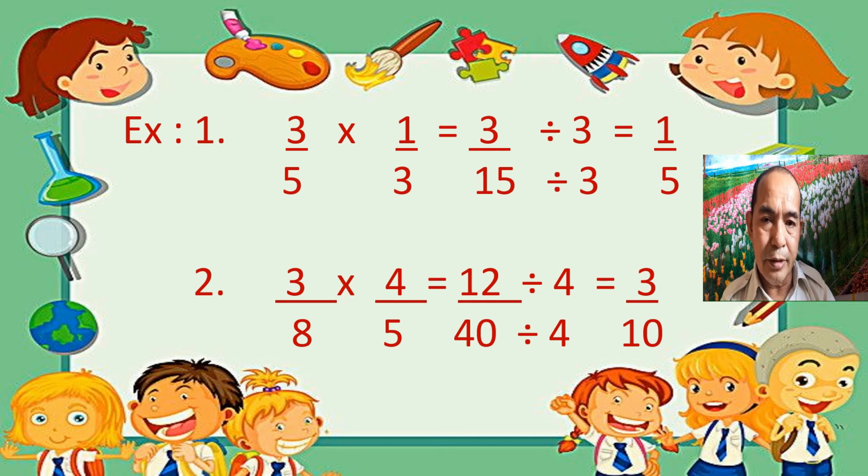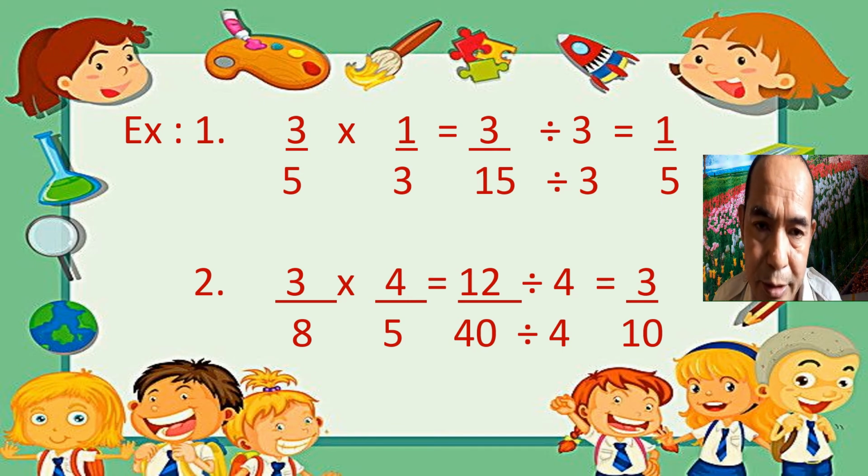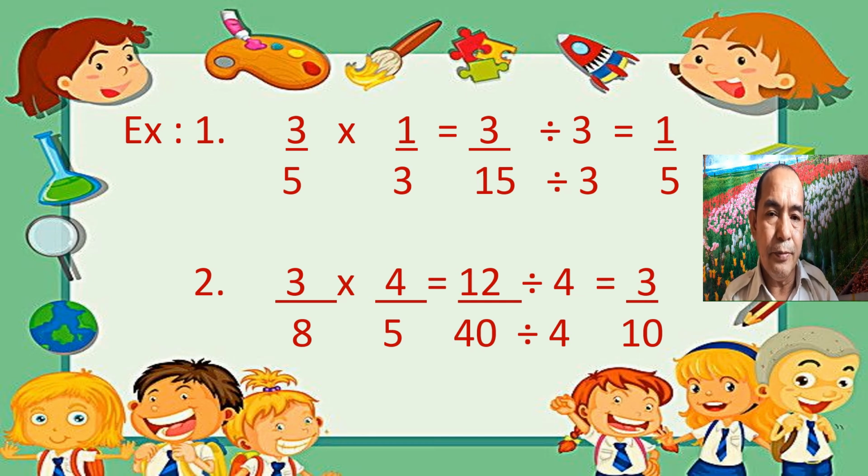Okay. Take note of example number 2. 3/8 times 4/5. So, again, multiply the numerator. 3 times 4, we have 12. 8 times 5, we have 40. So, these numbers are not yet in the lowest term. So, we can still reduce this one. So, we have 12 divided by 4. 40 divided by 4. The result is 3 over 10.